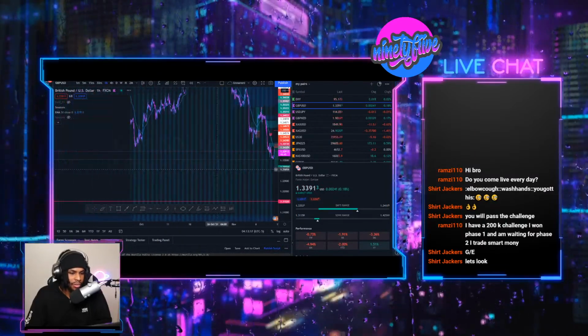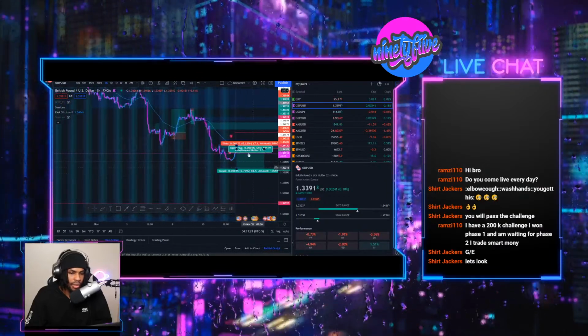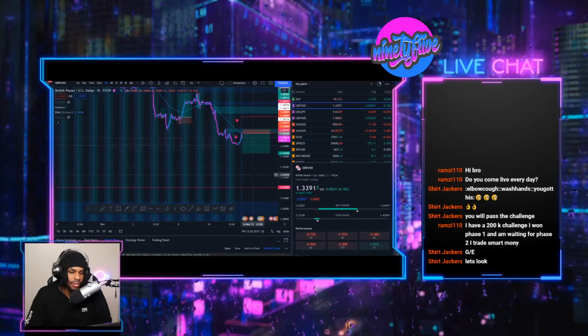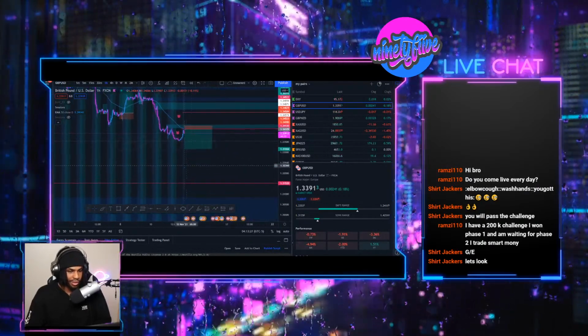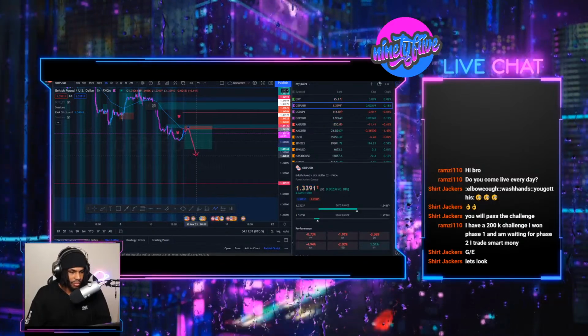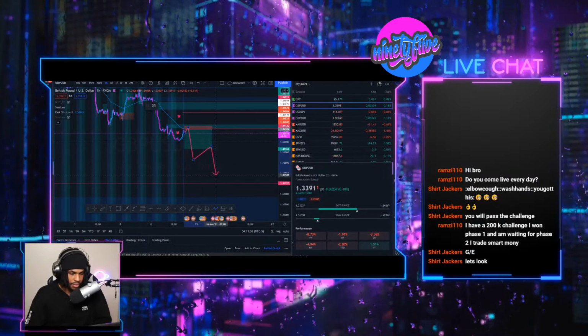I need some type of directional bias. Let me know if you think we're gonna push higher for these sessions or if we're gonna fall off. But I think we might see something like this. It depends on what type of structure price makes on the way down. Might see some type of push down here. Retracement.